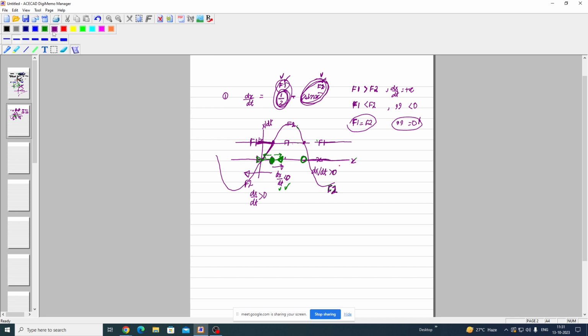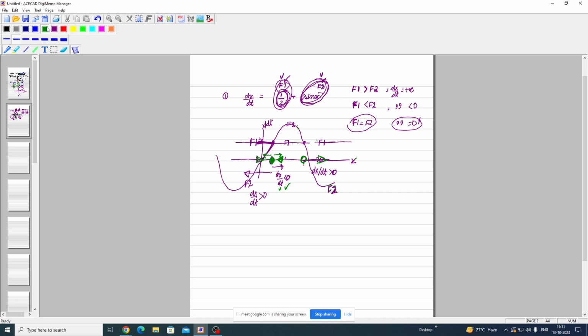When dx by dt is positive, x is going to increase, so your flow, I'm going to change the color again, your flow is going to be towards the right side because x is increasing. Now if you look at this fixed point, to the left side of the fixed point the flow is towards the left, to the right side the flow is to the right. So both arrows are pointing away from the fixed point. So this is an unstable fixed point.